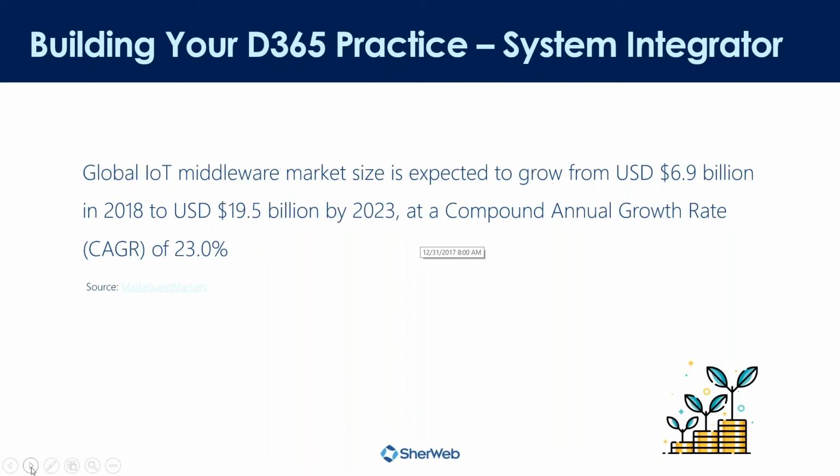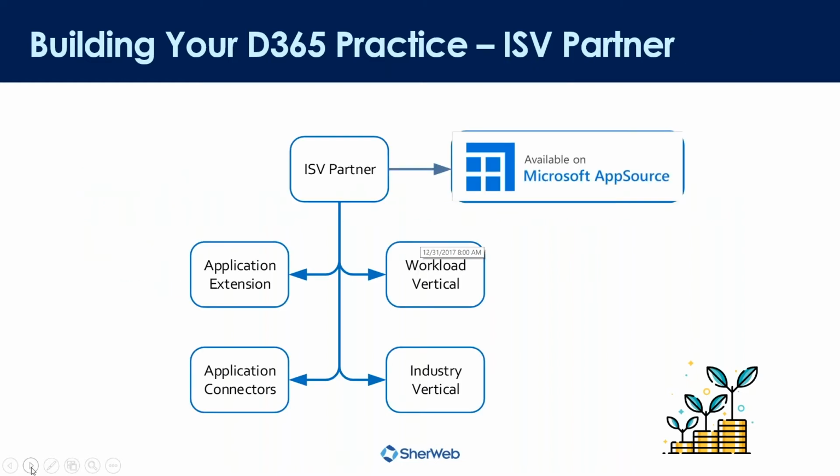And that's what we're going to talk about next: how do partners start to look at other opportunities sitting outside traditional services that allow them to go out and build something around this global IoT middleware market, which is expected to grow to 19.5 billion by 2023 from 6.9 billion this year. So lots of things going on, lots of opportunity all the way.